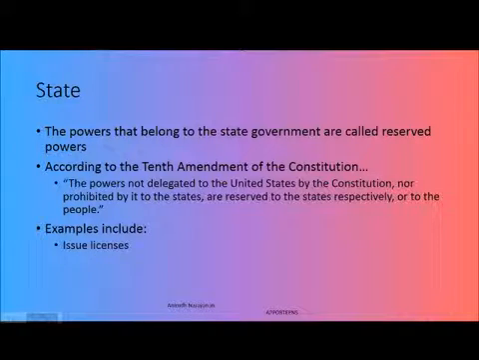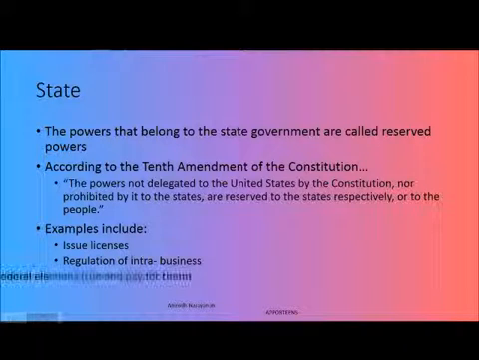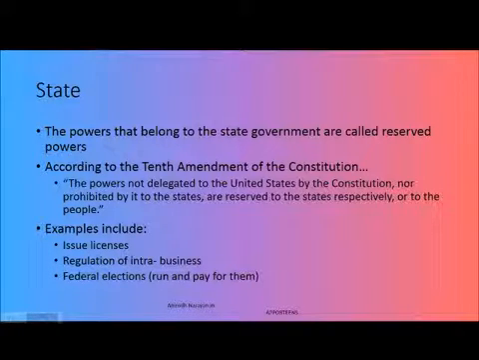Examples of these types of powers include issuing licenses and regulation of intra-business, not inter, intra. Intra would mean inside its own territory. So the state of Texas can make trades between Texas and Texas. California can make trades between San Diego and Sacramento, type of thing. And federal elections, the states have to run and pay for those federal elections, despite them not being really influential to their own government. They still have to run them.